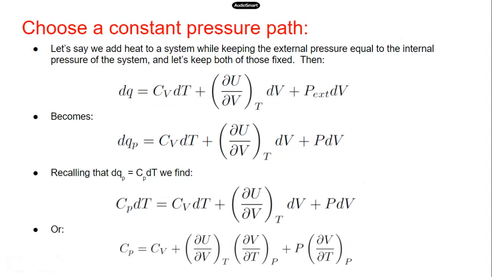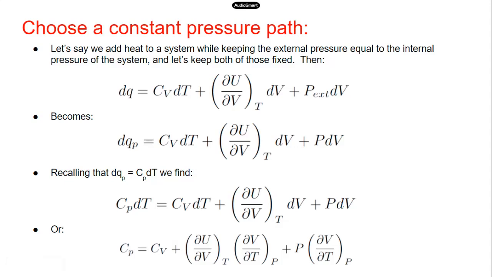So now let's choose some constant pressure path. What does that mean? Basically, maybe our system is expanding. At each instant, we match the internal pressure of the system to the external pressure. So we have this constant pressure path. The pressure is infinitesimally the same at each instant. I think that's clear.